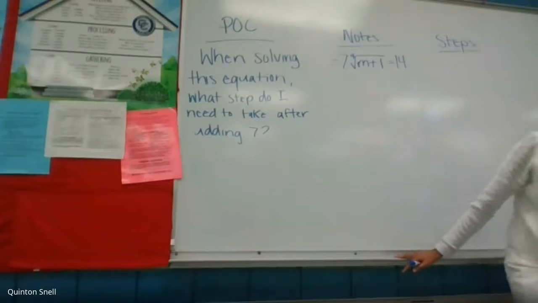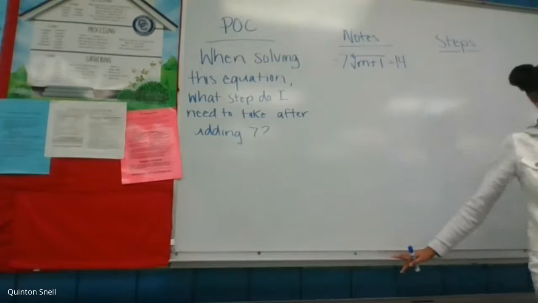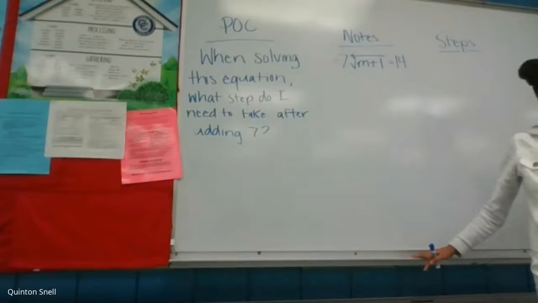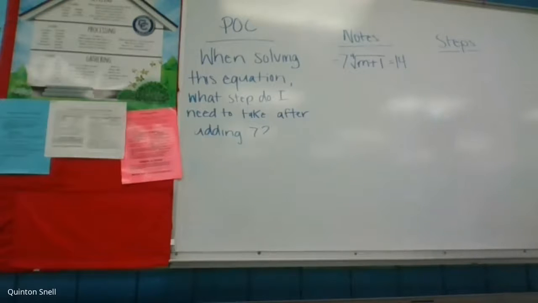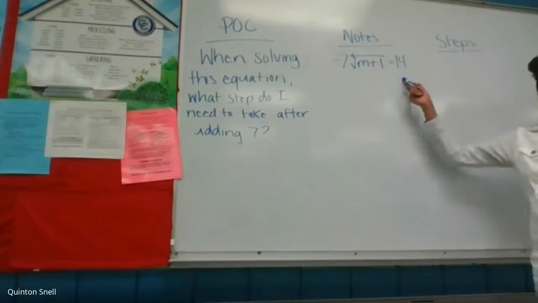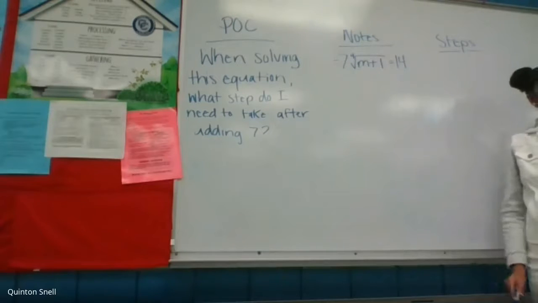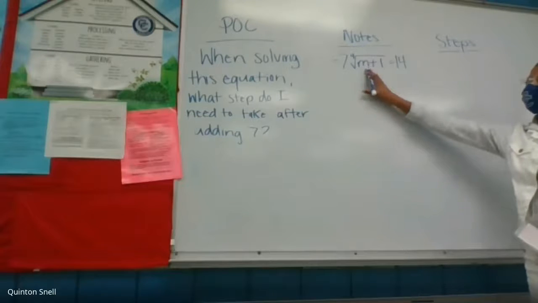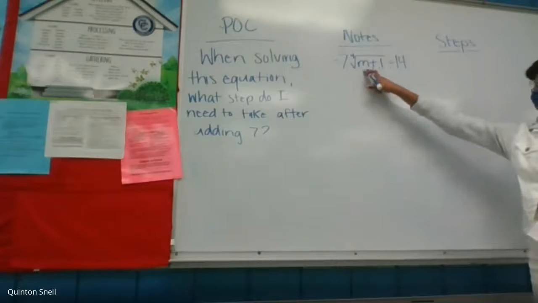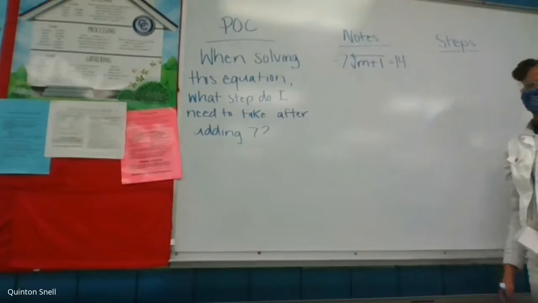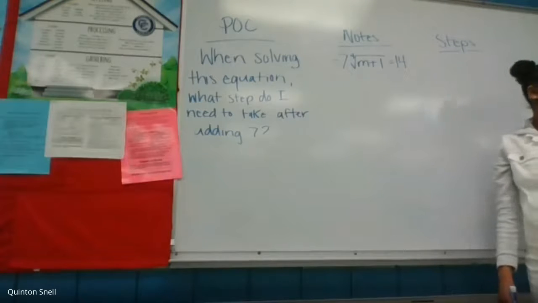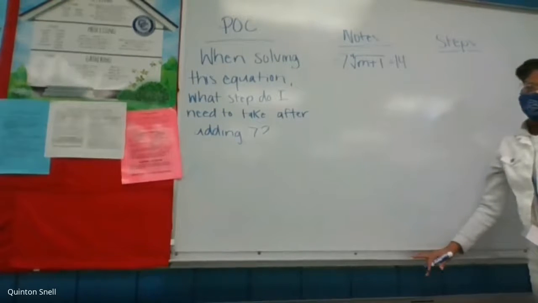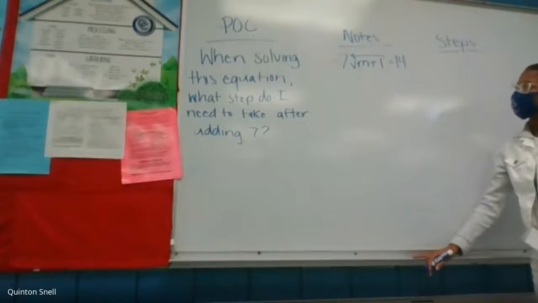You ain't got no questions? Where were you going to add a 7? To this one. Okay, so why would you be adding a 7 to it? Because I think you gotta get this by itself, so you gotta move it over here. You do, but do you see how there's -7 attached to the radical?